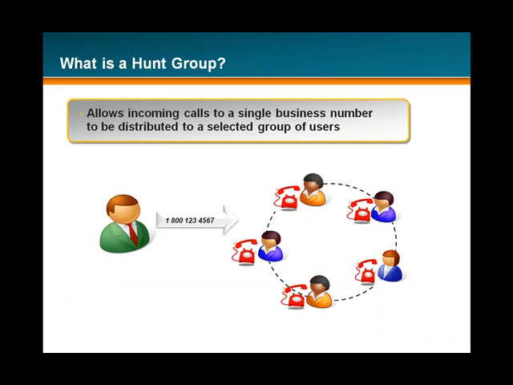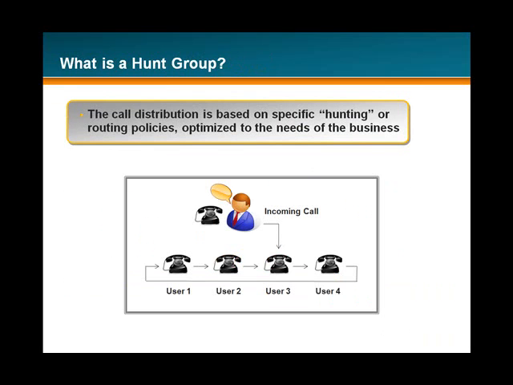A Hunt Group enables incoming calls to a single business number to be routed to a selected group of users. This Hunt Group call distribution is based on specific routing policies, which can be customized to suit the specific needs of your business. This includes configuring how long each phone will ring before moving on to the next in the Hunt Group, and the total time that an unanswered call will be allowed to ring through before moving to other options such as overflow users or voicemail. We're going to take a look at Hunt Group routing policies in more detail later on.